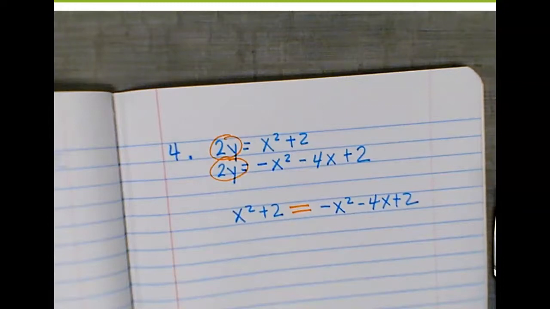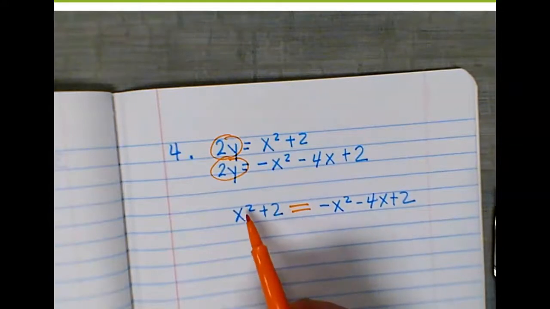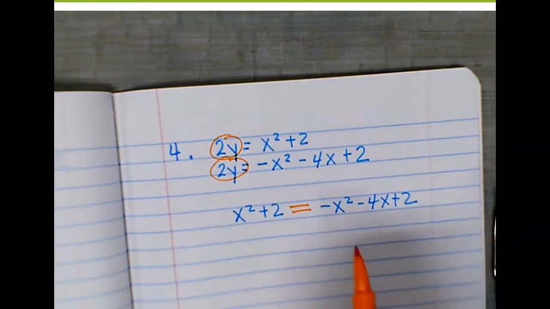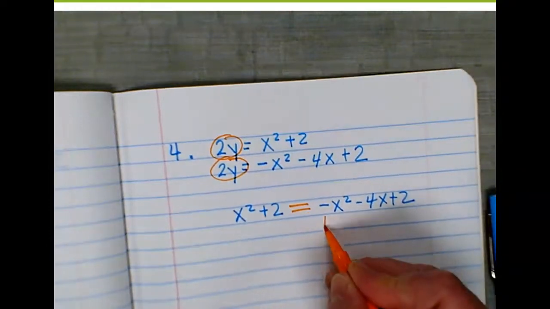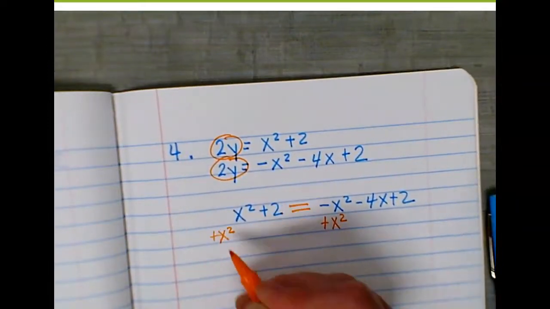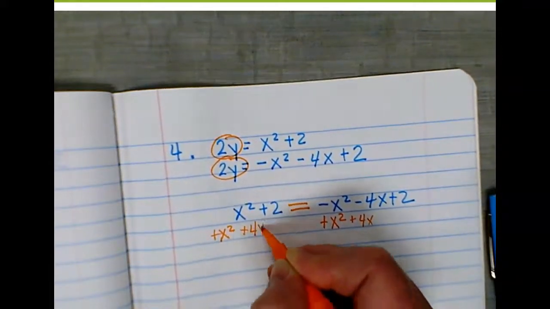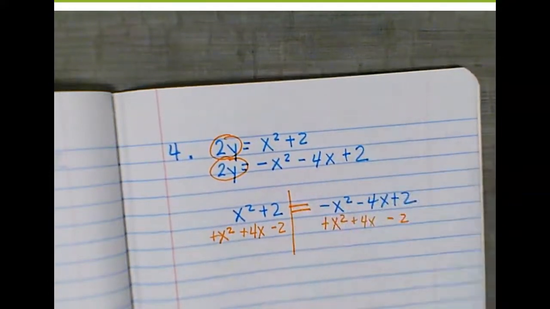Now, I need to zero out one of the sides. If I zero out this side, I'm going to have a negative x squared. I want to zero out this side so that the x squared will be positive. So I'm going to add x squared to both sides. I'm going to add 4x to both sides. And I'm going to subtract 2 from both sides.